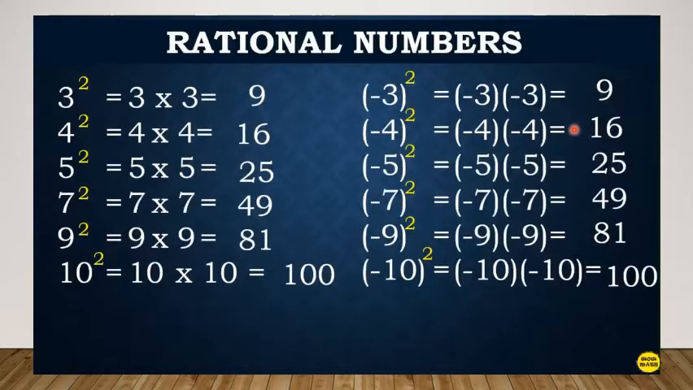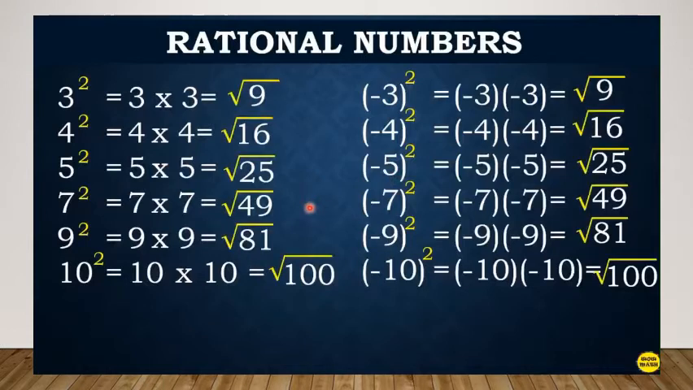Now, what have you noticed? We got the same product. We got the same numbers. So, what does this mean? Why are they the same? It means that if we try to get the square root of these numbers, our answer can be positive 3 or negative 3. Therefore, our answer is positive 3 or negative 3.